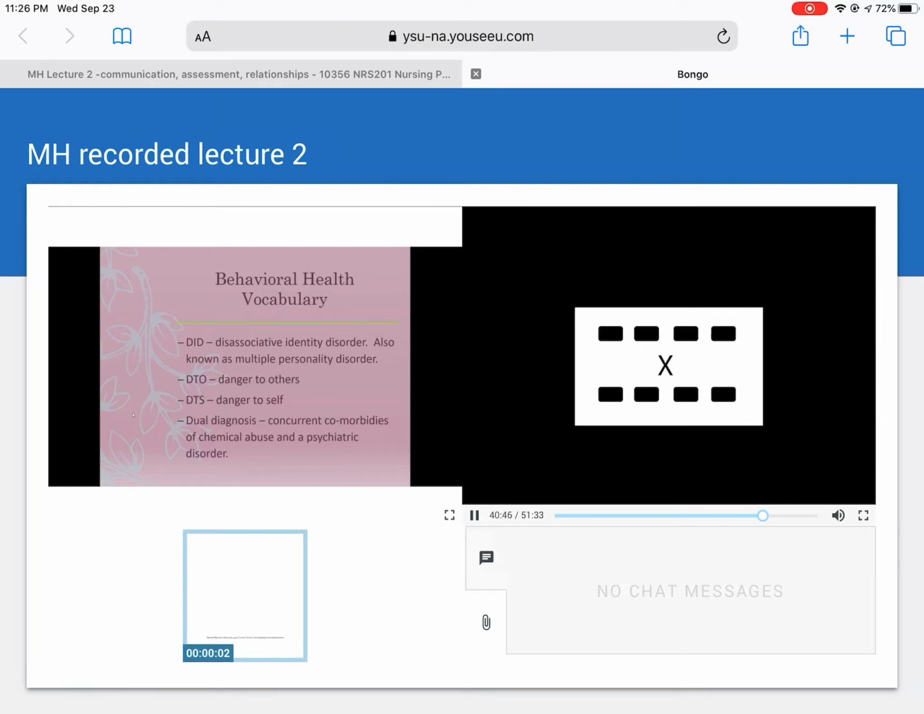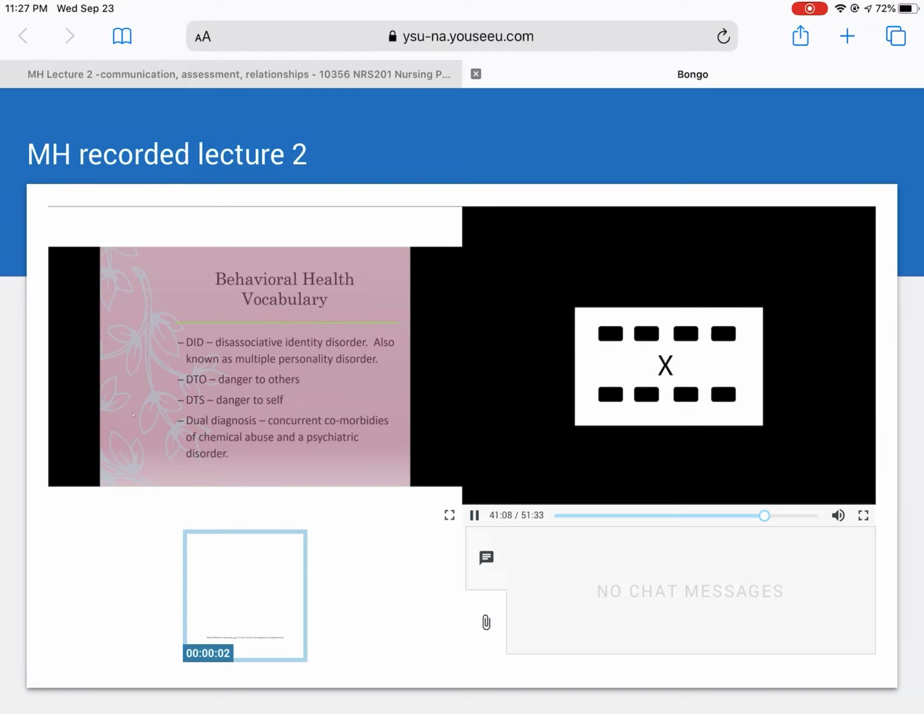DID, dissociative identity disorder, used to be known as multiple personality disorder. Pretty interesting. Okay, you will need to remember this term, DTO, danger to others, wanting to hurt someone. DTS, danger to self, you'll need to know that one as well. So a patient who's homicidal or is DTO, a patient who's suicidal is DTS.